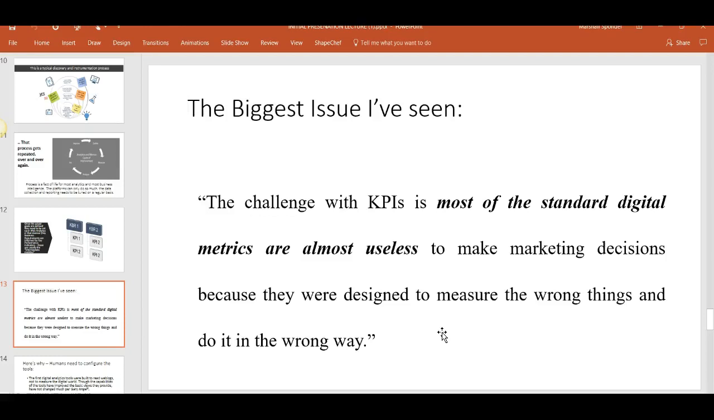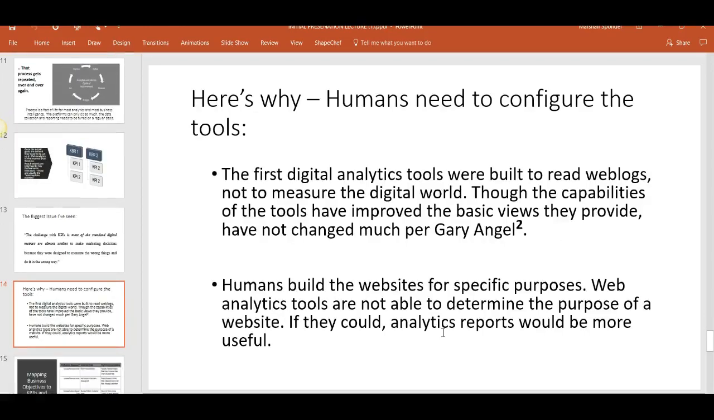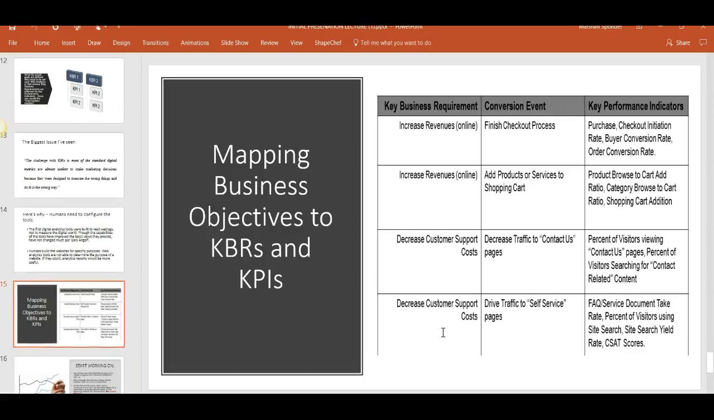That's what this quote, which actually comes from Gary Angel, is about. In order to get anywhere, you have to configure the tools. And a lot of times that's where the art is, really: figuring out what needs to be measured and then figuring out how to arrange it.